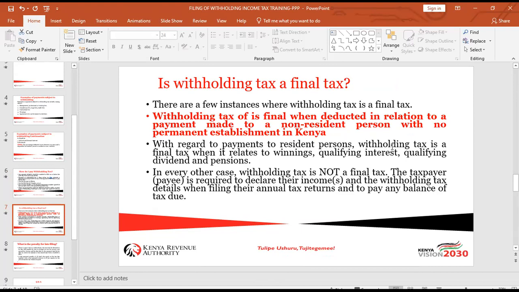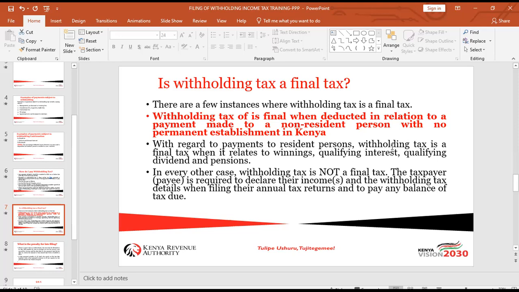Is withholding tax a final tax? Here it is very, very important that you understand this. One thing you should know, there are a few instances where withholding tax is final. Withholding tax is final when deducted in relation to payment made to a non-resident person with no permanent establishment in Kenya. That is one of the exemptions. So for anyone who is a non-Kenyan, withholding tax is final.